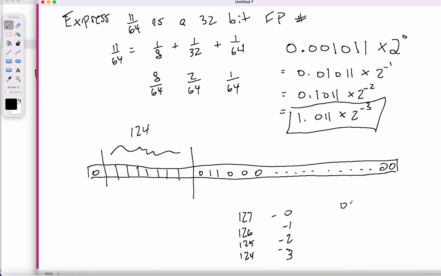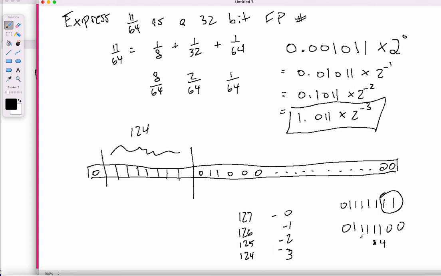127 would be 0, 2, 3, 4, 5, 6, 7, 8. That's 127, and basically I've got to get rid of 3. That's 3 right over there, so it'd be 0, 2, 3, 4, 5, 6, 7, 8. That looks like that should be 124. If I'm not sure, it's 1 plus 2, so that's a 4.